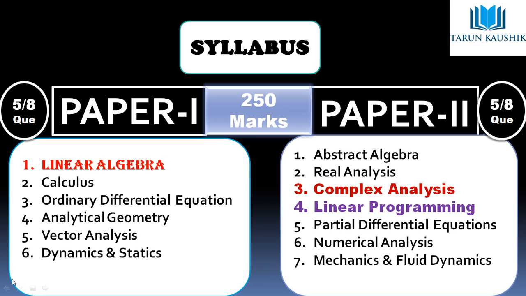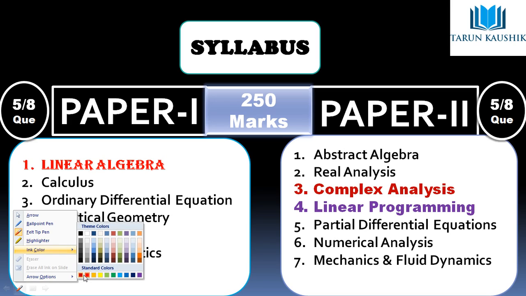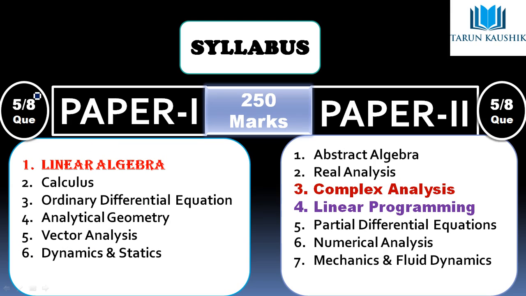Okay, so I am changing the color of the pen so that it will be easy to recognize the changes I am making. Paper 1 consists of 250 marks and paper 2 is also 250 marks, and in paper 1 we are required to attempt 5 questions out of 8, and in paper 2 the same number of questions. So complex analysis and linear programming we have covered, and we will be doing linear algebra.